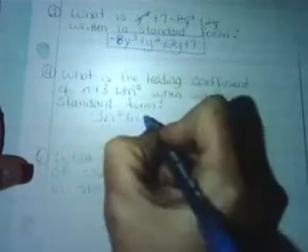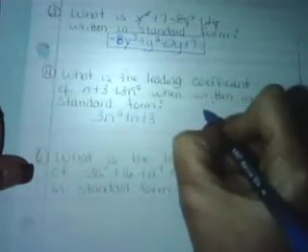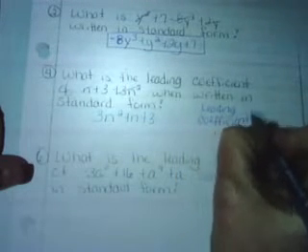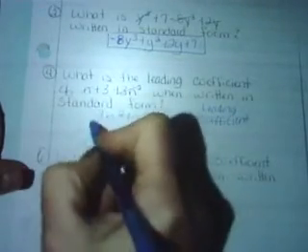Number 4, what is the leading coefficient of n plus 3n squared when written in standard form? Standard form, we start with the highest exponent, so I have 3n squared plus n plus 3. It wants to know what is the leading coefficient. The leading coefficient is, once you've written your polynomial in standard form, it's your first number, so the leading coefficient is going to be 3.